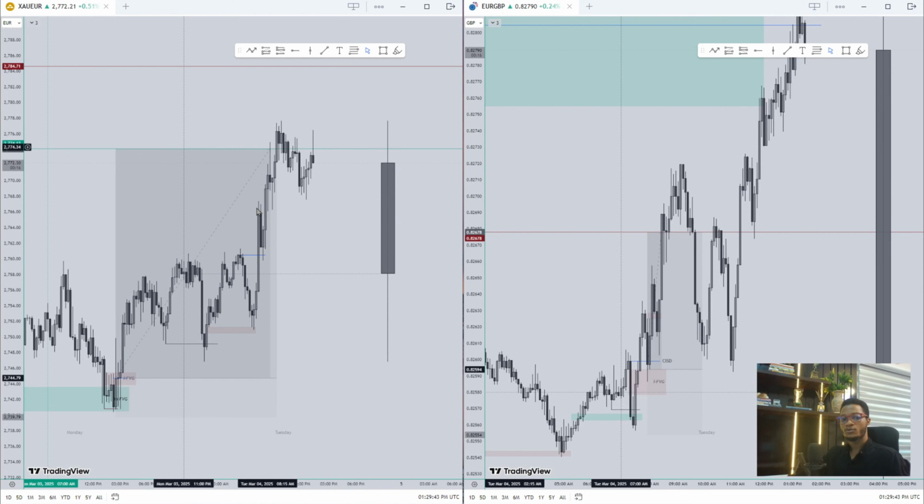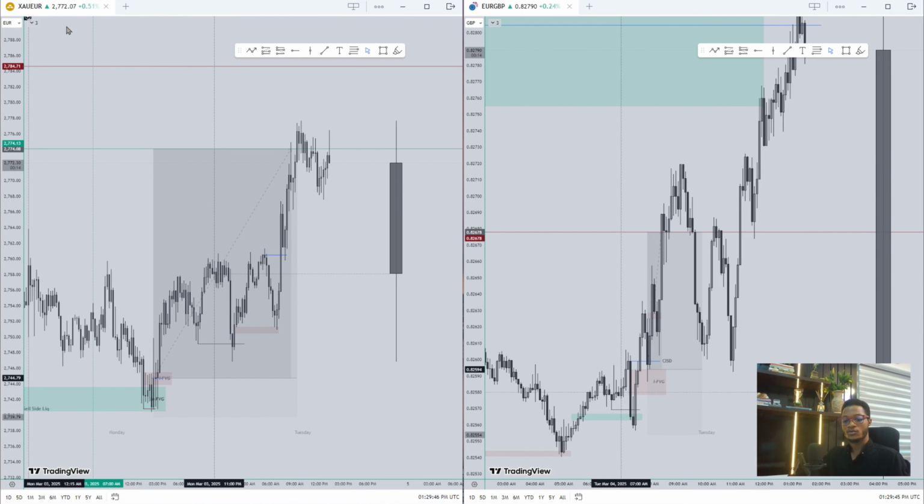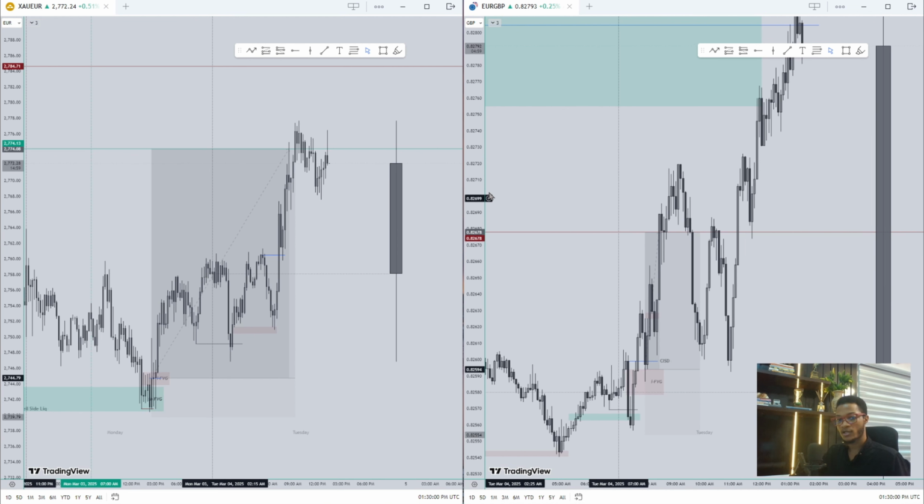So here are the two positions I had today. This is XAU-EUR and this is EUR-GBP. That's XAU gold euro and this is euro pound. So I'll see if I can explain both entries properly for you guys to understand, but I'm trying to make the video very simple, short and precise so it doesn't get too boring for you to understand.